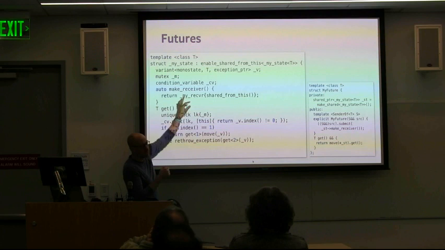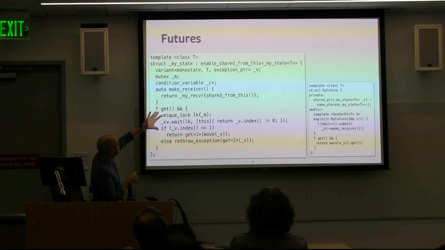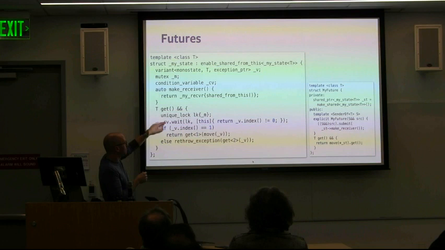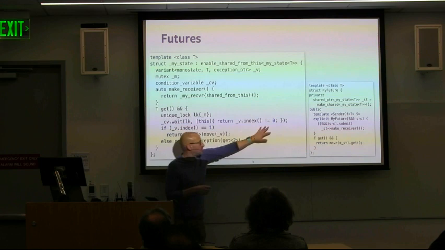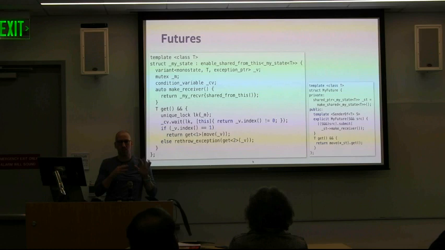Now the get operation on this state, this should also look familiar. Here's my condition variable wait. I wait on this condition variable after having grabbed the lock until I have something that isn't monostate again. Remember, this should all seem kind of familiar because we went through similar code before. All the same logic, but now we're wrapping it up in a future.